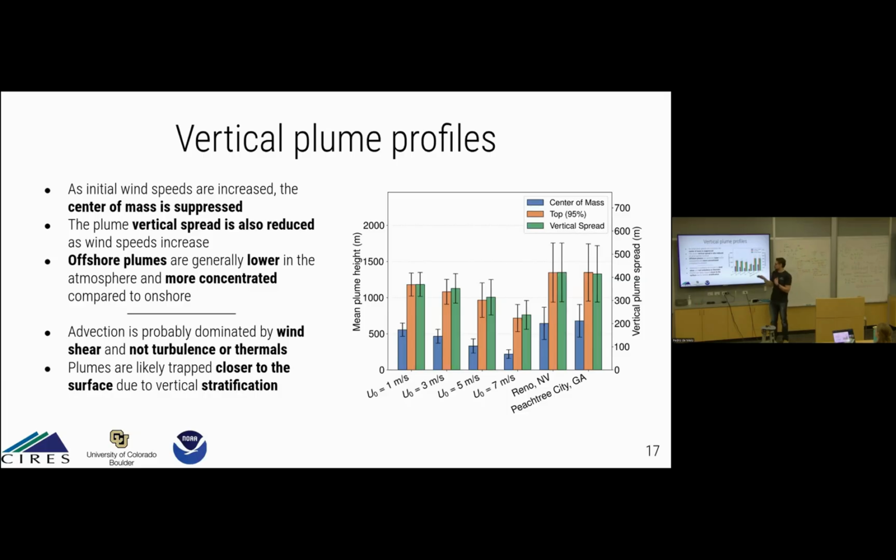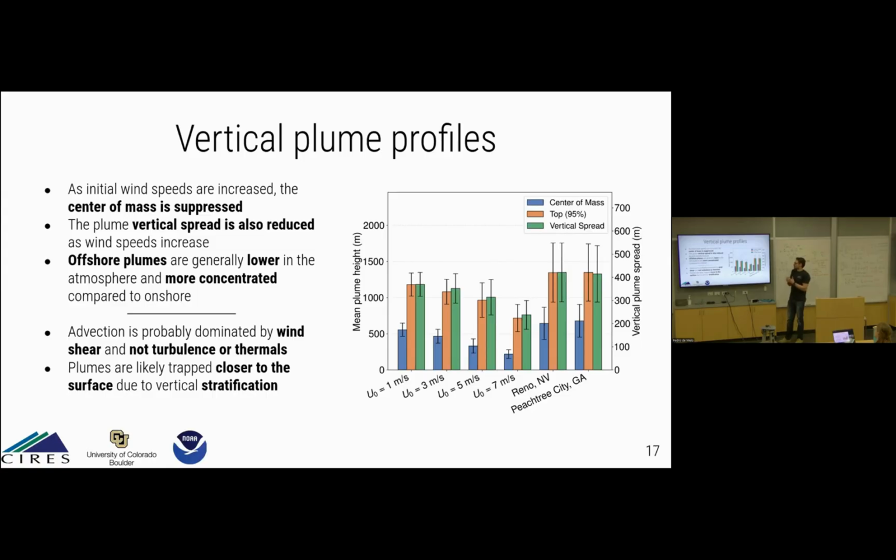And here we have offshore plumes with varying initial wind profiles. So what we've done here was we initiated the simulations using a uniform wind profile, but using the soundings, the temperature profiles from before. And as we can see here, the plume center of mass is suppressed as we move up in initial wind speeds. So does the plume top 95% height, and the plume spread as well. So here we have center of mass in blue. We have in orange the top 95% of the plume, and in green the plume vertical spread.